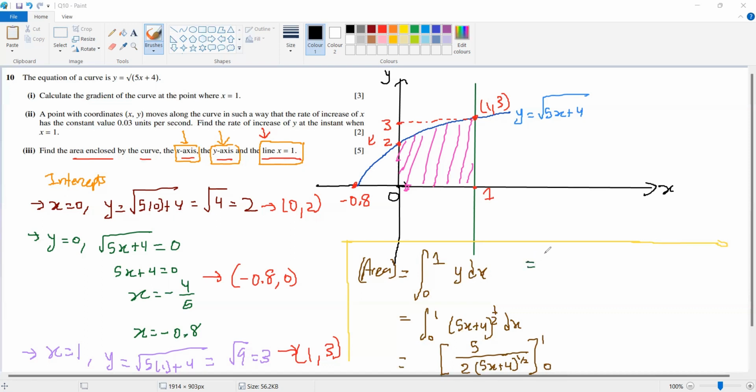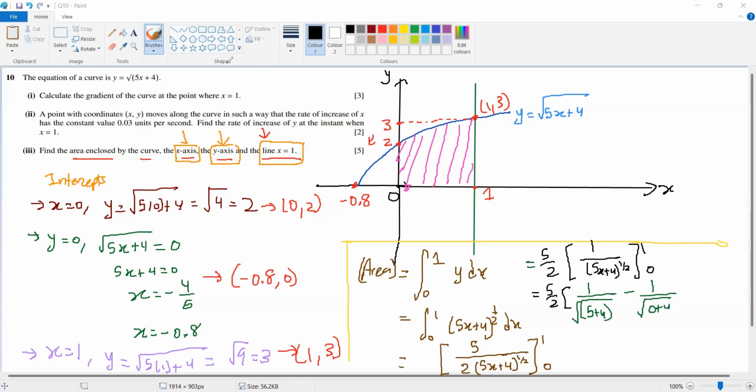So when you put the value of 1, it becomes, okay, the constant 5 over 2, you can just bring it out like this. So we're substituting the entire thing, 5x plus 4, square root or half, and then 0 and 1. These are equivalent, just mentioning. So 5 over 2 bracket, minus the thing. So 1 over, put a 1 there, becomes 5 plus 4, square root, minus 1 over, put the 0 there, 5 times 0, 0 plus 4, square root.